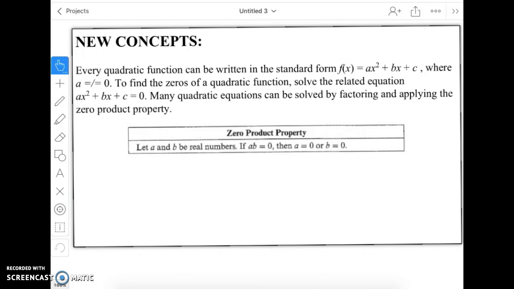To find the zeros of a quadratic function, solve the related equation ax squared plus bx plus c equals 0. So if you set that equal to 0 and factor it down, that will give us our solutions to our zeros. Many quadratic equations can be solved by factoring and applying the zero product property. So that zero product property: let a and b be real numbers. If a times b is equal to 0, then either a is equal to 0 or b is equal to 0.